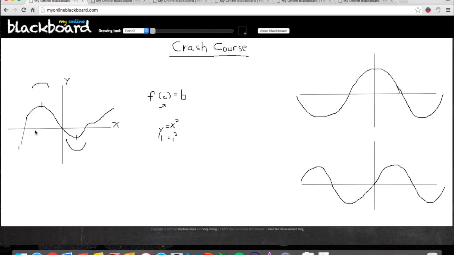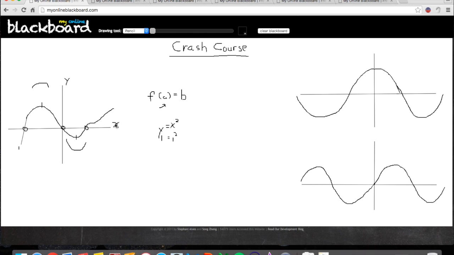Second to lastly on this function over here are zeros. A zero of a function is where it crosses the x-axis, where when you plug in the x value, you get a 0. So if I plug in 0 for x squared, I would get 0. That means that the zero of the function is 0.